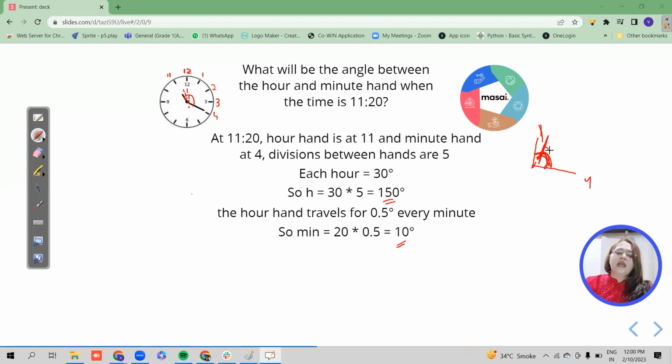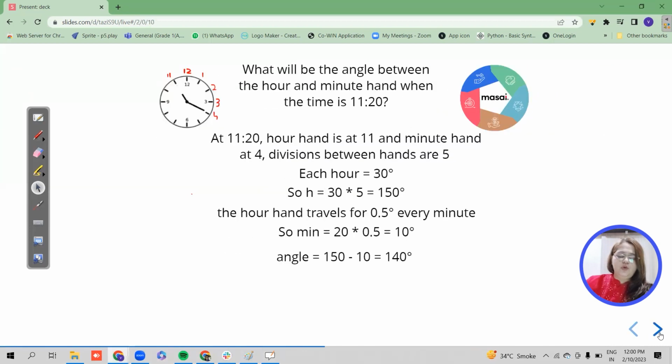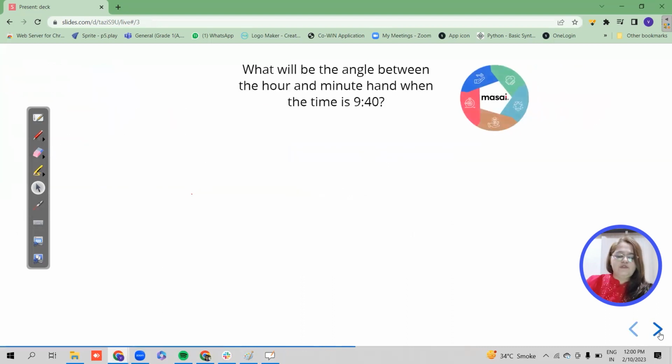So this is not the angle that we need to capture. We need to capture this angle. So simply what we have to do, we have to subtract the angle, that is 150 minus 10. Now we have to be very careful here about when we should add the angle and when we should subtract the angle. So we will do both examples. This was where we have to subtract the angle, that is 150 minus 10. So the answer is 140.